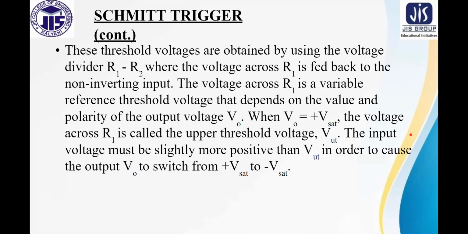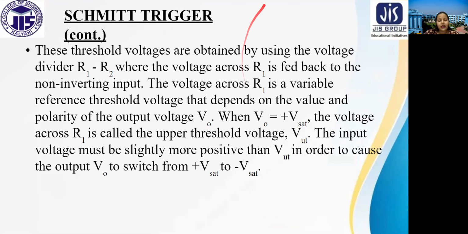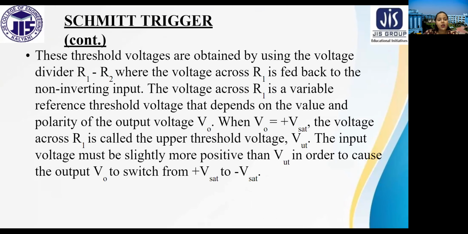So these threshold voltages are obtained by using the voltage divider R1, R2, where the voltage across R1 is fed back to the non-inverting input. The voltage across R1 is a variable reference threshold voltage that depends on the value and polarity of the output voltage. When output voltage is positive V saturation, the voltage across R1 is called upper threshold voltage. The input voltage must be slightly more positive than upper threshold voltage in order to cause the output to switch from plus Vsat to minus Vsat.